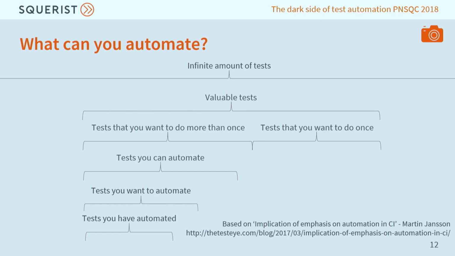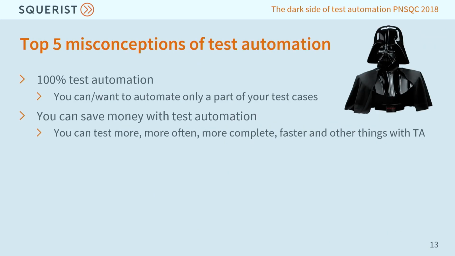I'd say about 20% of the valuable tests are automated. This is different for every organization. But if you have this discussion about 100% automation, draw this and then start measuring. Because of course, the tests you want to do more than once, the tests you can automate, the tests you want to automate should be automated, absolutely. But 100% automation is a hoax. It can never happen. Second one.